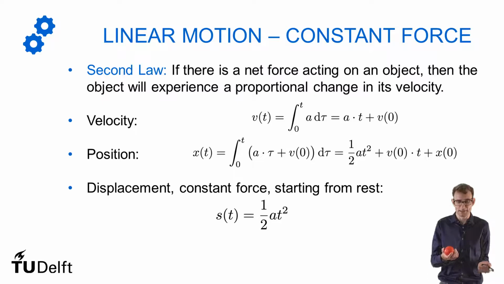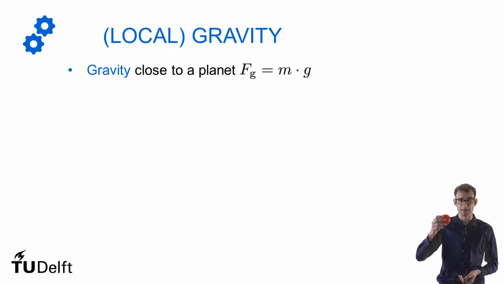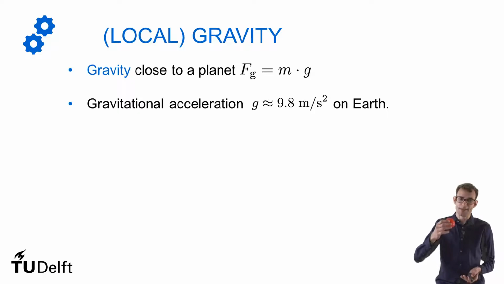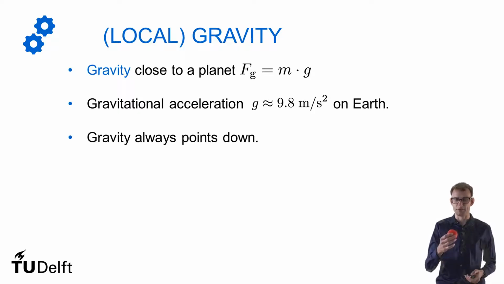To make this concrete, gravity locally close to Earth is exerting a constant force. It's on this ball. It's simply the mass of the ball times the gravitational acceleration, which for planet Earth is about 9.8 meters per second squared. So if I drop the ball, what will happen is that it will accelerate, usually downwards because gravity points down, with this constant acceleration, and its position will be quadratically dependent on time.